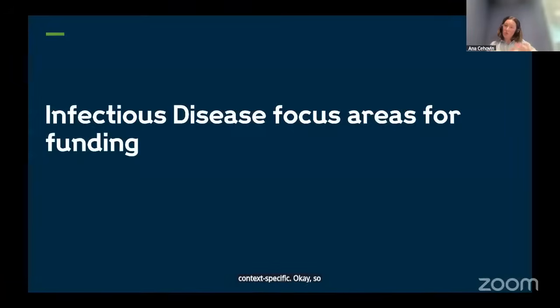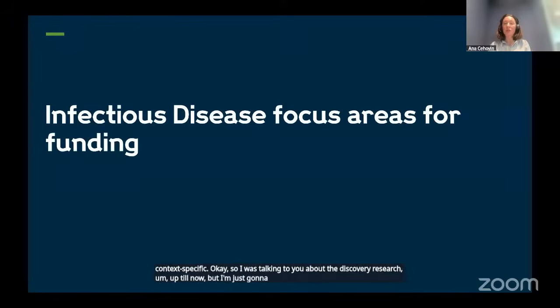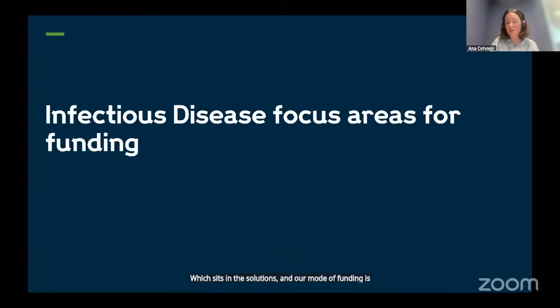Okay, so I was talking to you about the discovery research up till now, but I'm just going to quickly go through the infectious disease focus area, which sits in the solutions, and our mode of funding is slightly different from discovery research.